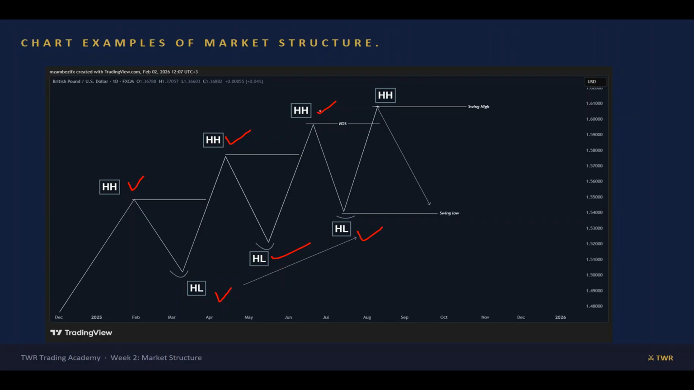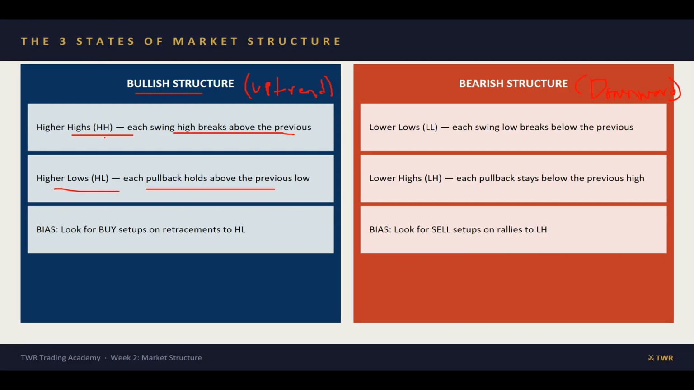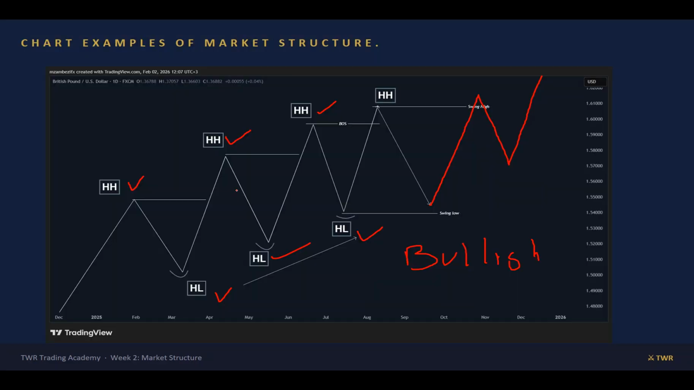Now, this one at this point is the current swing structure, where you anticipate it to continue. So it's just a series of higher highs and higher lows. This is a chart example of bullish market structure. As we've said, a bullish trend or uptrend is a series of higher highs and higher lows. Each swing high breaks above the previous one, and each pullback holds above the previous low, as you can see right here.